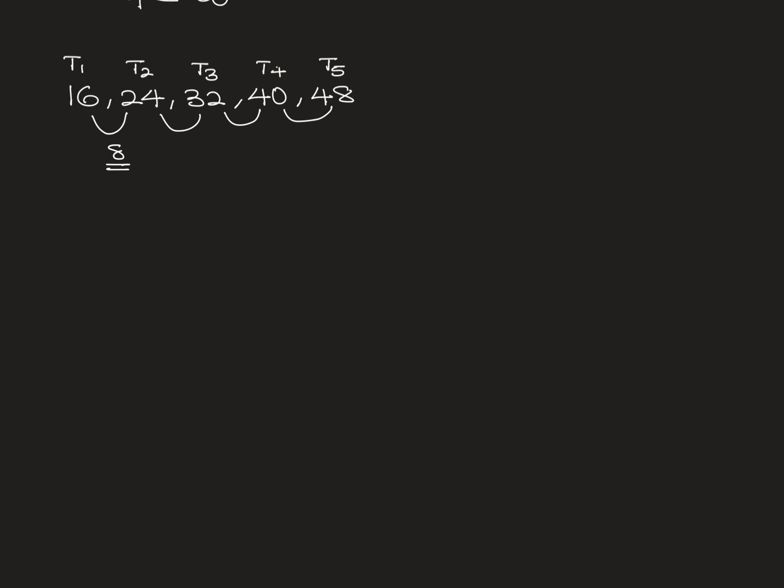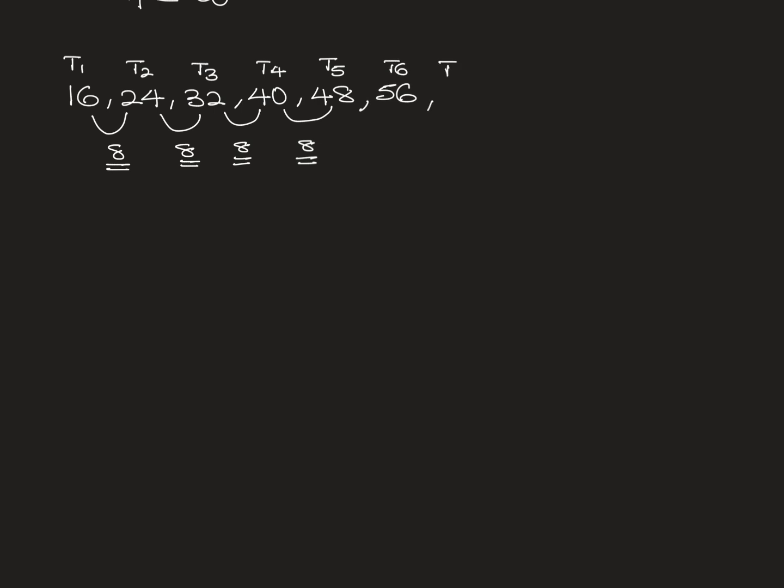Between the second term and the first term, there is a difference of 8. Between the third term and the second term, there is also a difference of 8. Between the fourth term and the third term, a difference of 8. Between the fifth term and the fourth term, a difference of 8. If this sequence is to continue, we can predict the sixth term. What will be the sixth term? It will be 56, because we add 8 to 48.